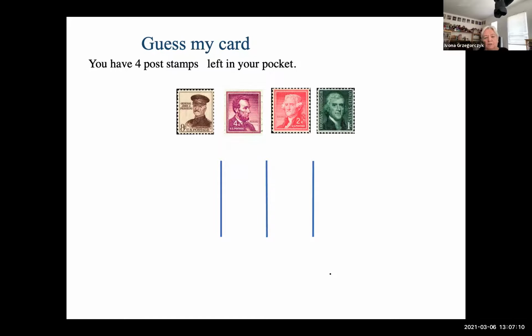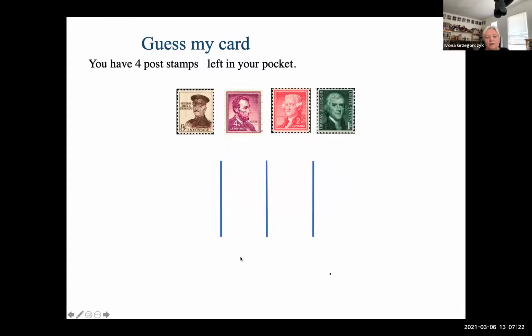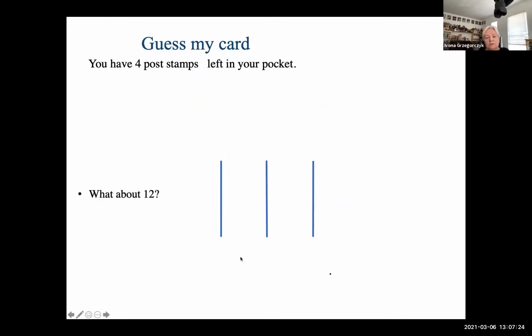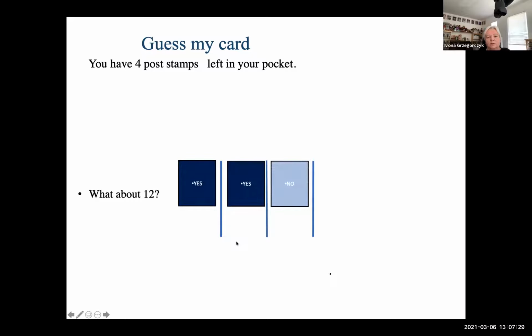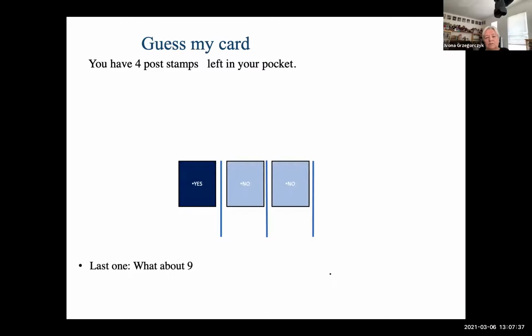If I need 10, you can play this game in class. So you're getting 8, nothing, 2 and nothing. So it's sort of a way to code certain things. If I want 12, I don't even put the stamps anymore. Yes, yes, no, no, right? And 9 is what? No, yes, yes, no, no, yes.